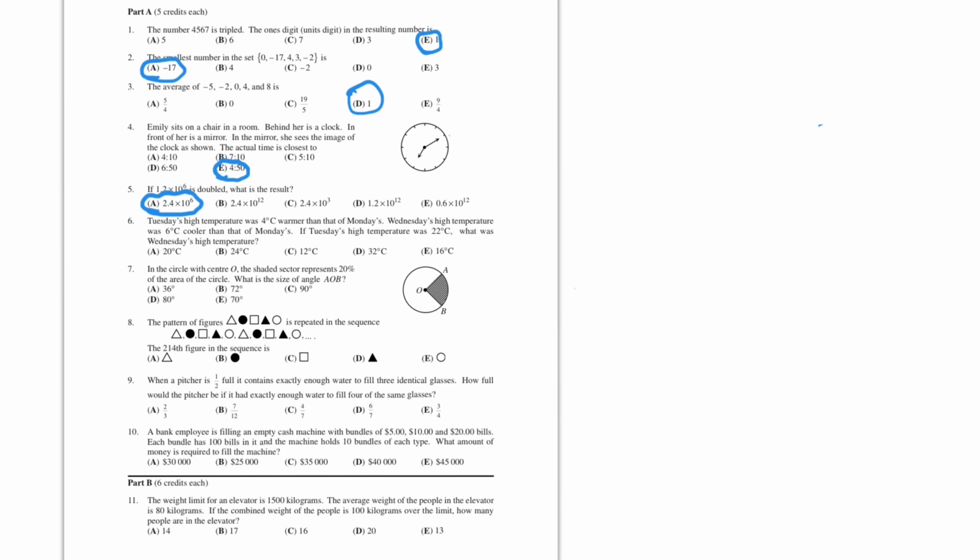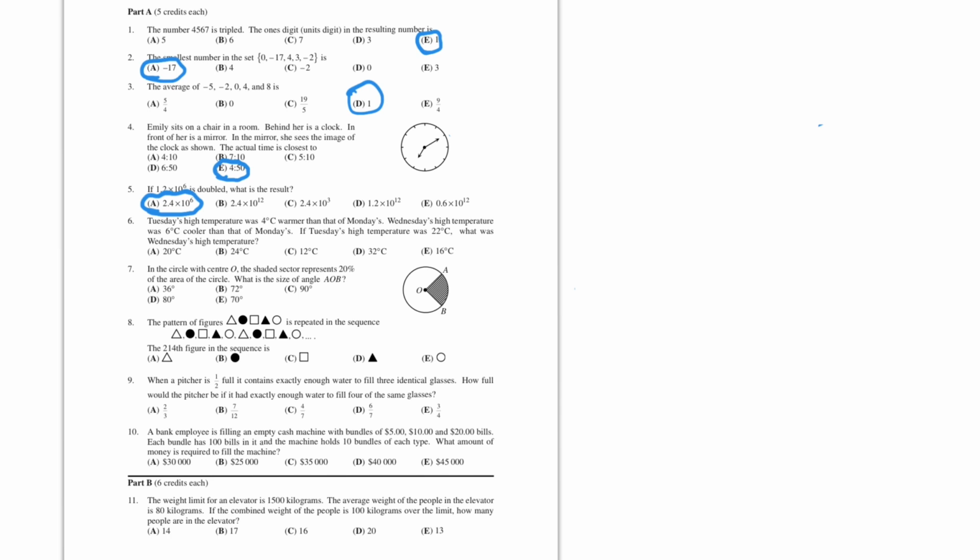Number 6, Tuesday's high temperature was 4 degrees warmer than that of Monday's. Wednesday's high temperature was 6 degrees Celsius cooler than that of Monday's. If Tuesday's high temperature was 22 degrees Celsius, what was Wednesday's high temperature? So Tuesday, it was the 4 degrees warmer than Monday.